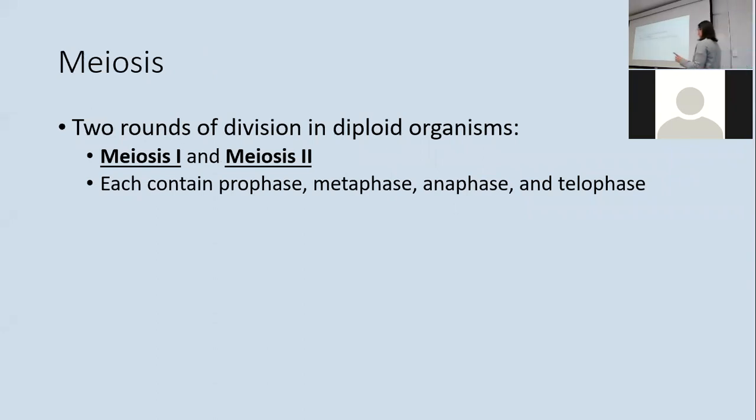In diploid organisms, such as ourselves, meiosis happens in two rounds. We'll call them, very nicely, meiosis I and meiosis II. Each of these contains the same phases we saw when we talked about mitosis: prophase, metaphase, anaphase, and telophase. They'll look similar-ish, with some differences. So meiosis I involves prophase, metaphase, anaphase, telophase, and then we go into meiosis II: prophase, metaphase, anaphase, telophase again.